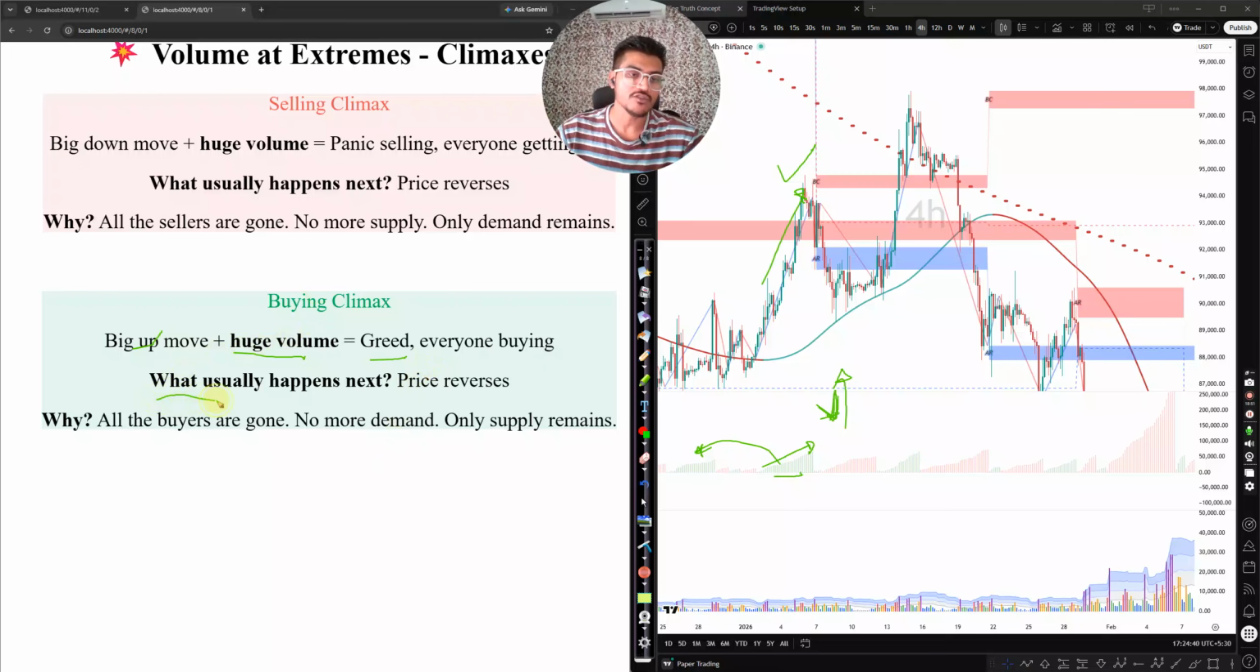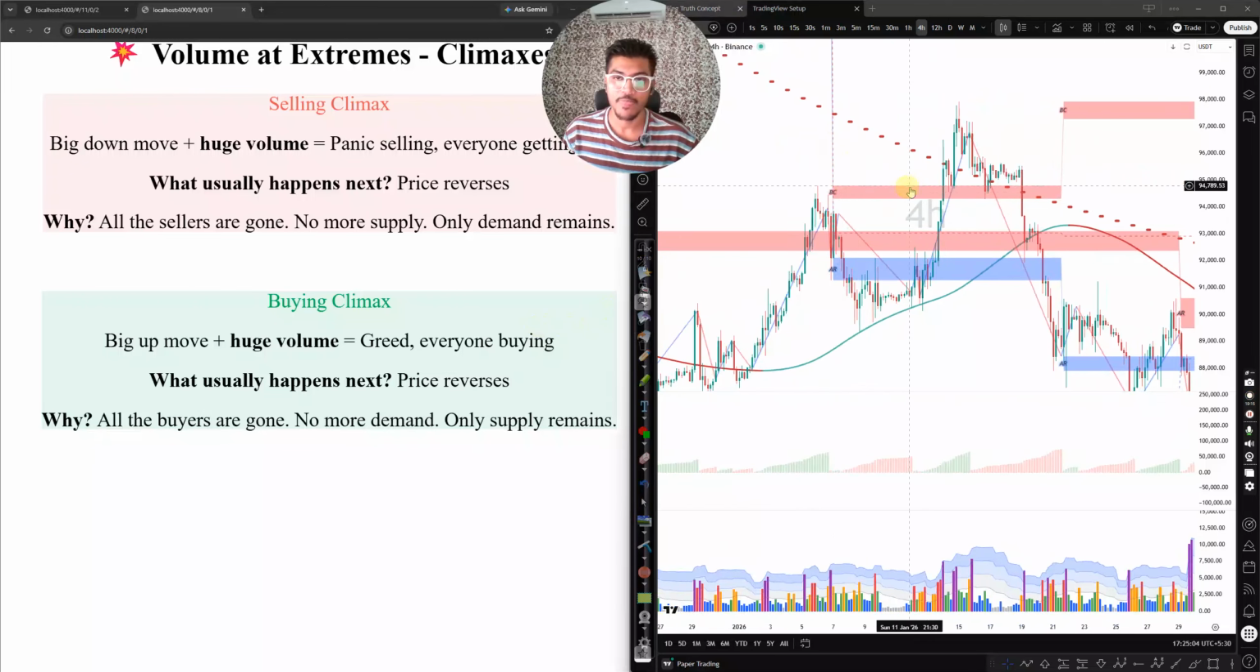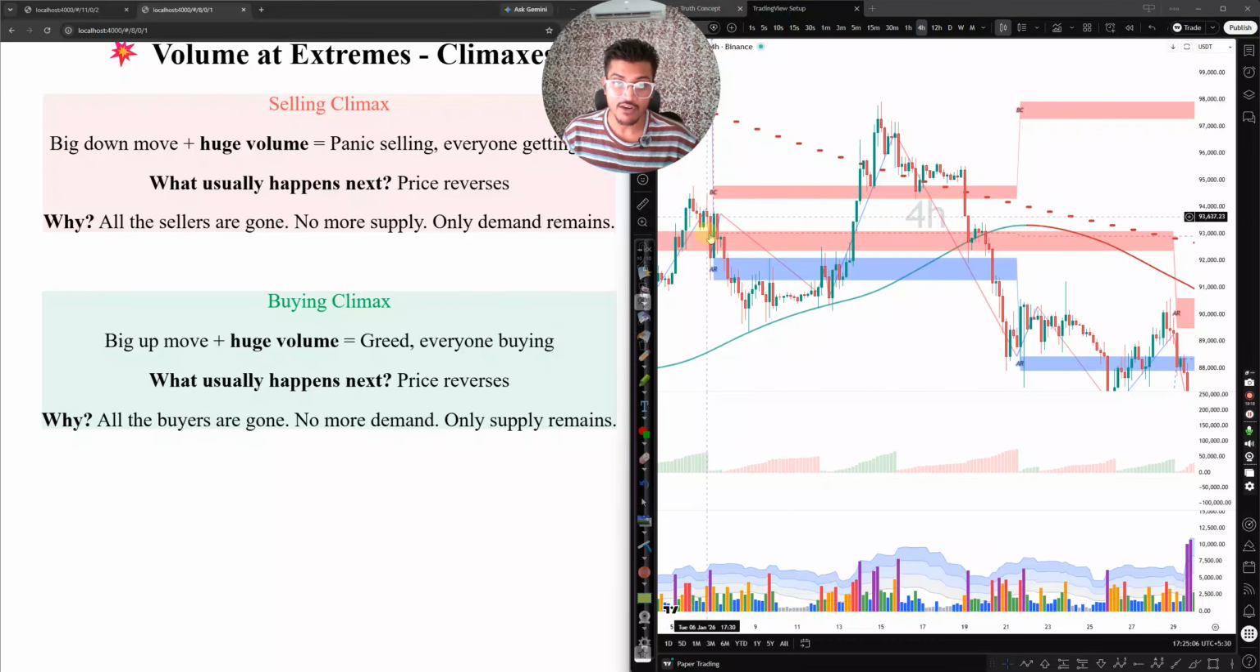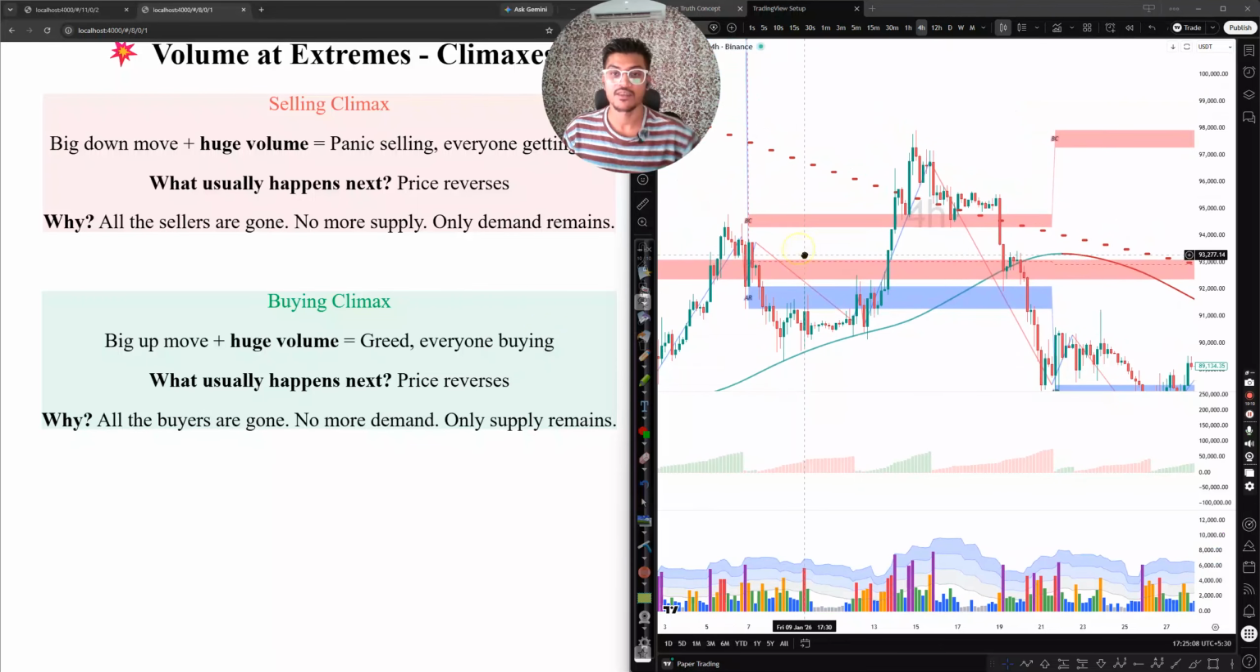What usually happens after that is that price reverses. You see, price reverses immediately after that, and that's what we call automatic reaction. Why it happens is because all the buyers are gone and no more demand is left in the market, only supply remains. That's why the market goes down. You see market is coming down around here, right?